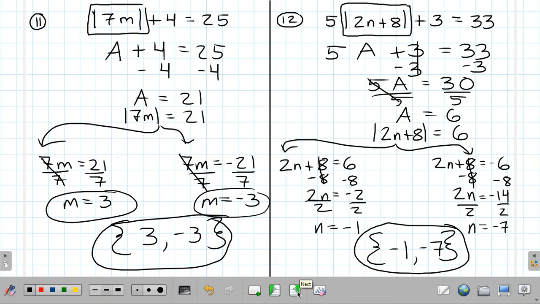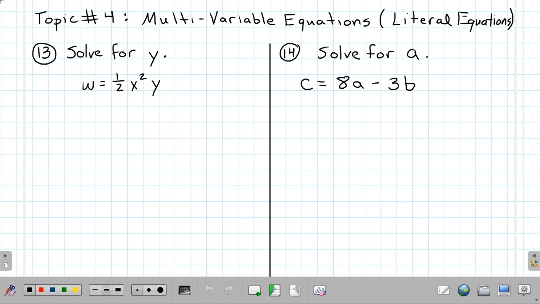Okay. And then we have the last set here, the last topic, which are just two equations. I think there's 4 on the homework, though. But these are what we call literal equations, meaning, all right, you have this equation here. Let's solve it for y. So we have w is equal to 1/2 x squared times y. So since we're solving for y, we treat the w and the x and, of course, the 1/2 as numbers. So if x is a number, that means x squared is a number.